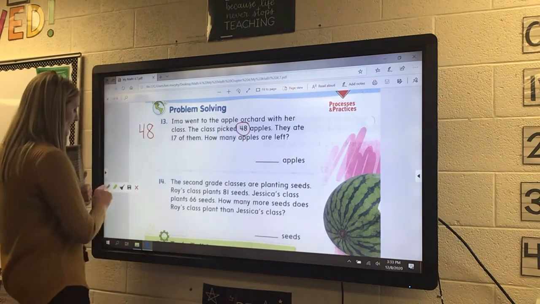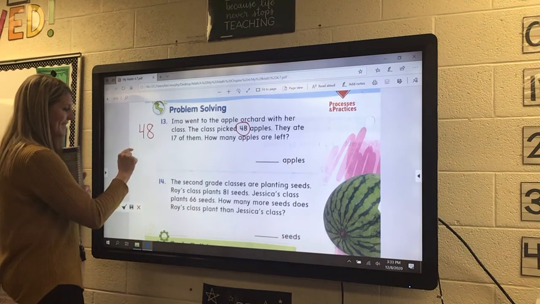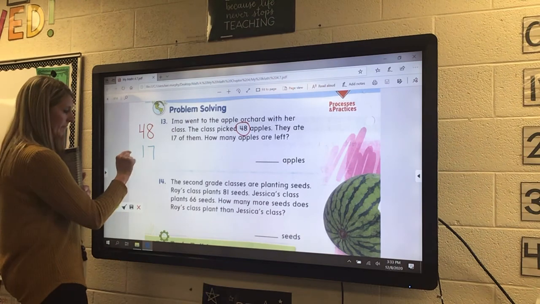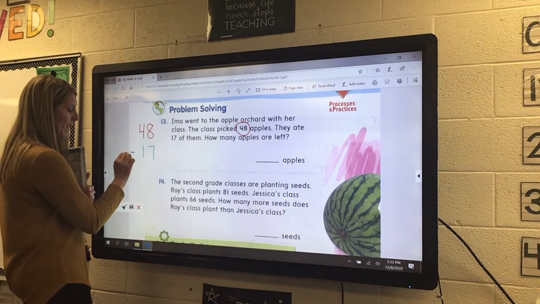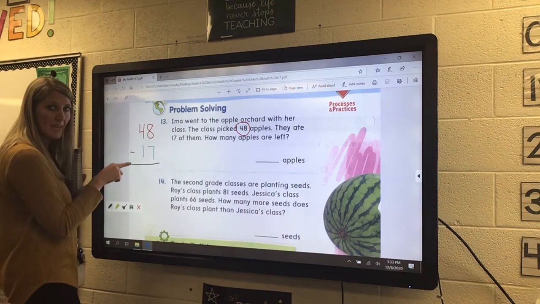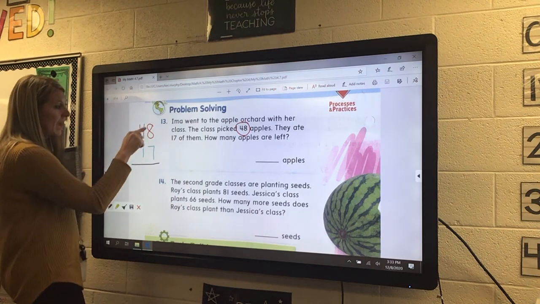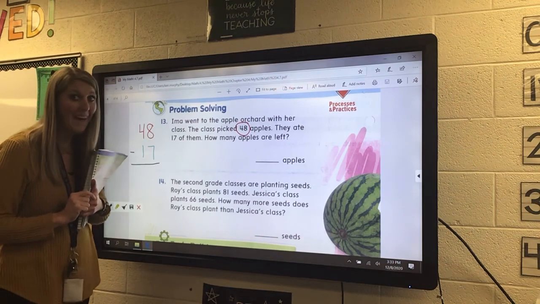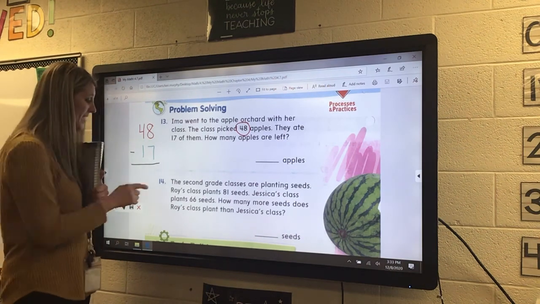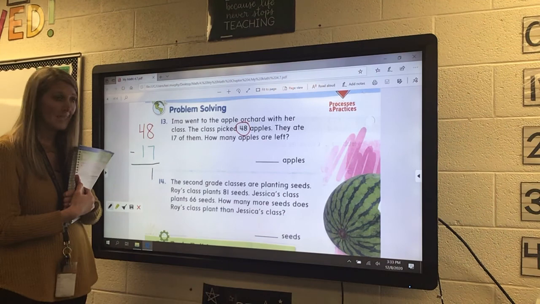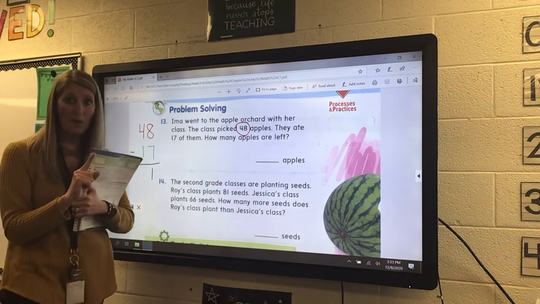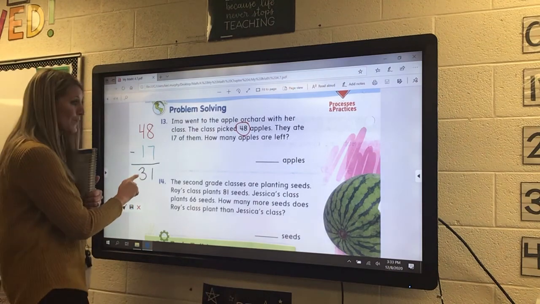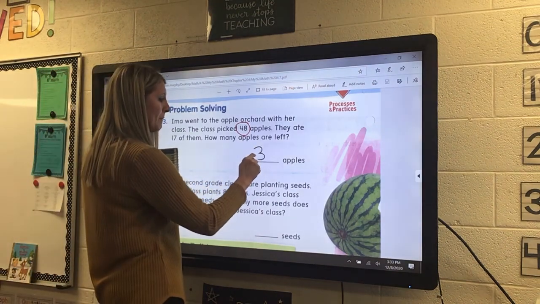Now, they ate 17 of them. So I'm going to take 17 away because they're gone. They ate them. So we know that we're going to have to subtract. So draw your subtraction sign and your equals bar. Now we're going to go down and subtract the ones column. I have 8 and I want to take 7 away. I can do that. 8 take 7 away is only 1 left. And then I have 4 and I want to take 1 away. 4 take 1 away is 3. So there should be 31 apples left.